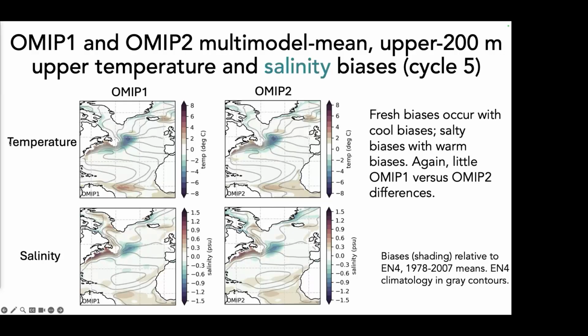On top, we've got the temperature biases again, and on the bottom, we have the salinity biases. You can see a fresh bias in the same place as the temperature bias. I should also note there are biases in the Gulf Stream region, because Gulf Stream detachment is still an issue. In the Gulf Stream region, it's a little bit too warm and salty because the stream is detaching too far north.